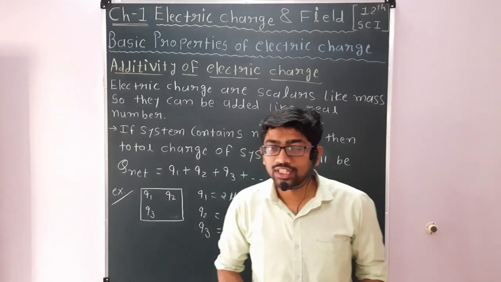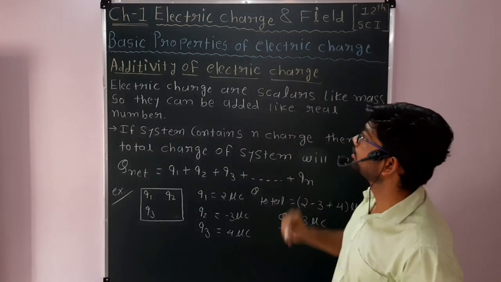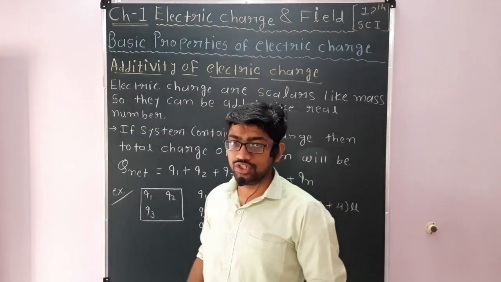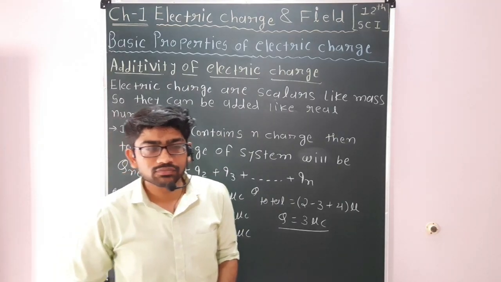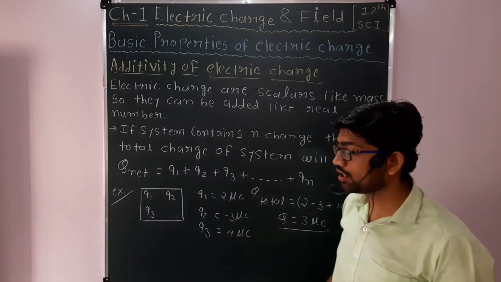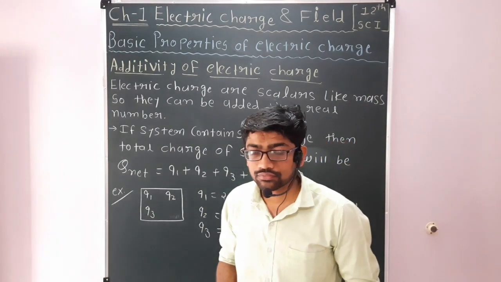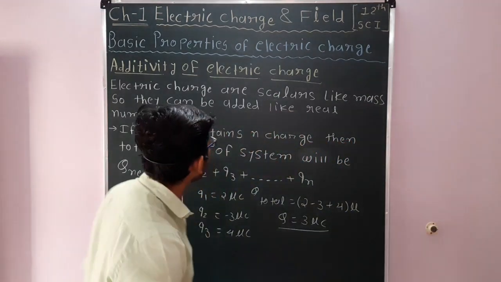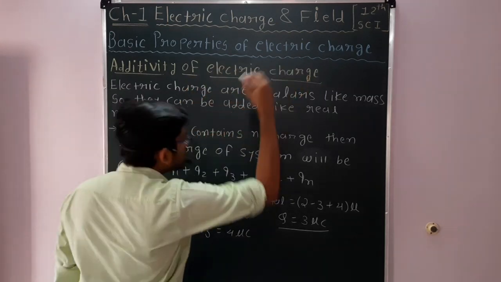Chapter first, electric charge and field. We know what is charge. Charge is one kind of quantity which we study in 12th science, and its unit is coulomb. Now we understand what the basic properties of electric charge are.